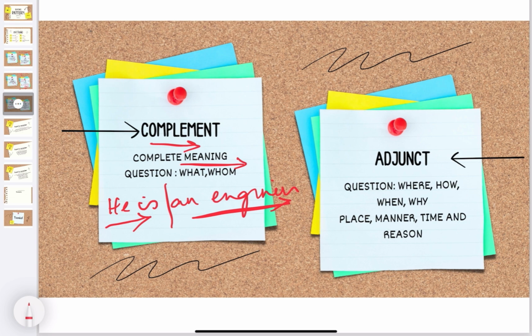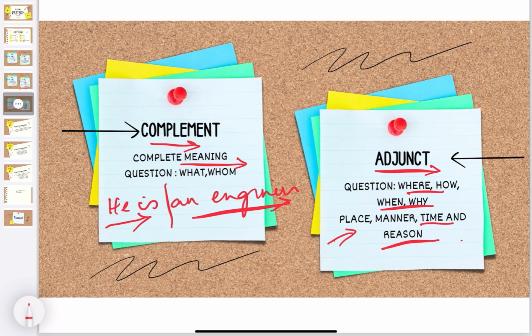Okay. So next would be adjunct. So adjunct always answers the question where, how, when, why. It would be either of place, of manner, of time or of reason. Okay. So these are the main things that you should remember in order to identify the subject or verb or object or complement or an adjunct from a particular sentence.